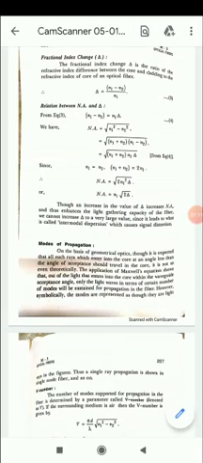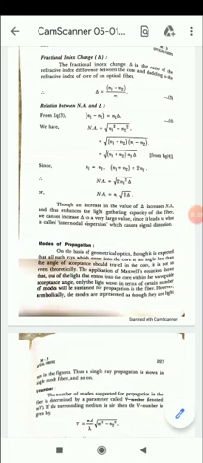Since here n1 is approximately equal to n2, n1 plus n2 is equal to 2n1. So we can write numerical aperture is equal to root of 2n1 square delta. Therefore numerical aperture is equal to n1 into root of 2 delta.